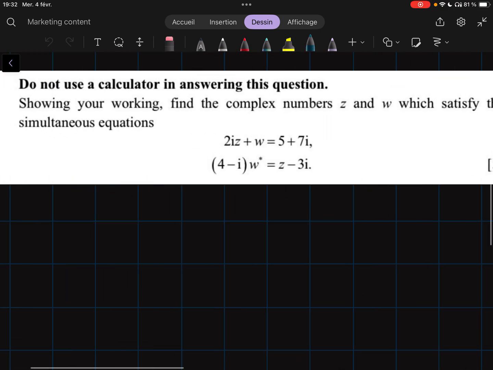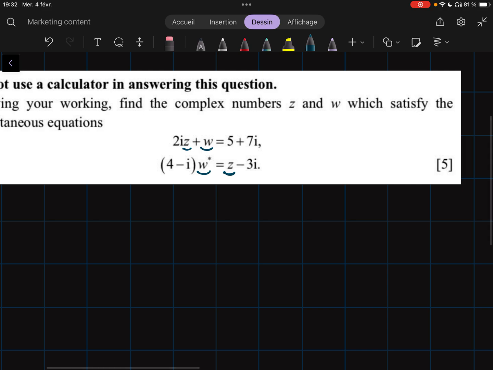We can see two equations here. One in terms of z and w, one in terms of w star and z. And we want to find the complex numbers z and w.